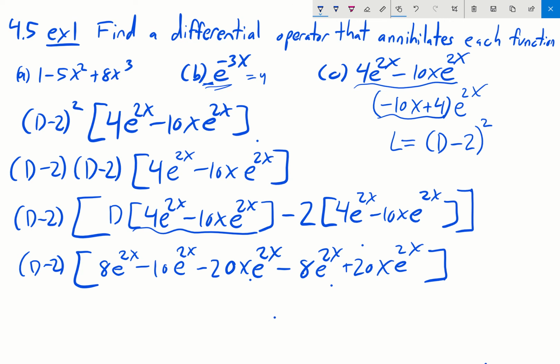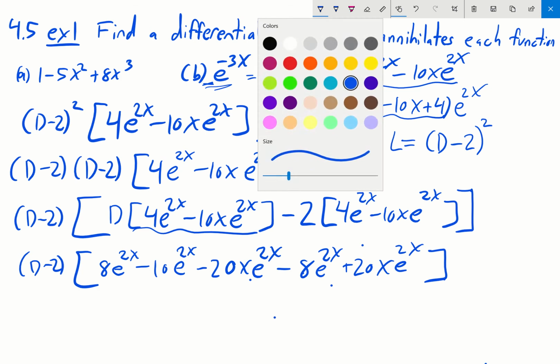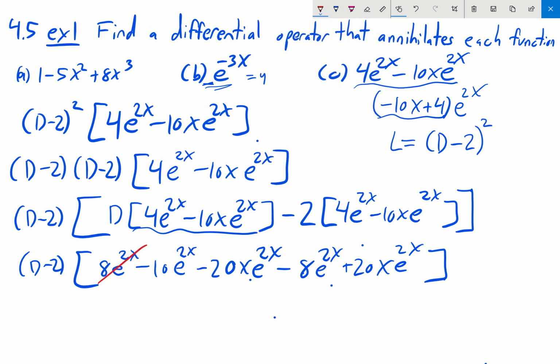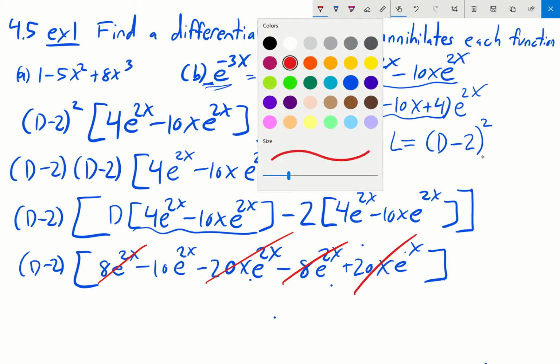Before we apply D - 2 again, let's see what happens. We get a bunch of cancellations. 8e^(2x) and -8e^(2x) cancel, and the -20xe^(2x) and the positive 20xe^(2x) cancel. So what we're left with right now is the following.